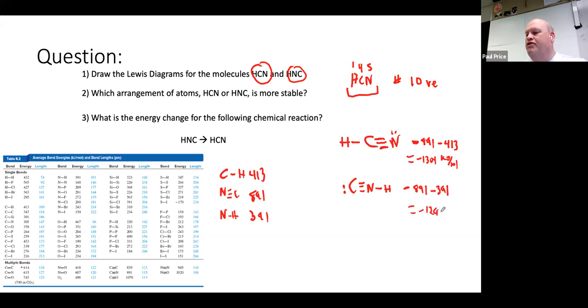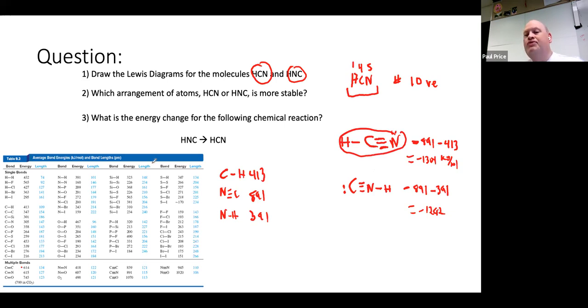So although making both of these compounds is more stable than their individual atoms, making HCN is actually a little bit better than making HNC, because the bonds being made release more energy, so they are more stable. So HCN is a more stable molecule than HNC between these two. And we can use the bond energy table in order to determine that.